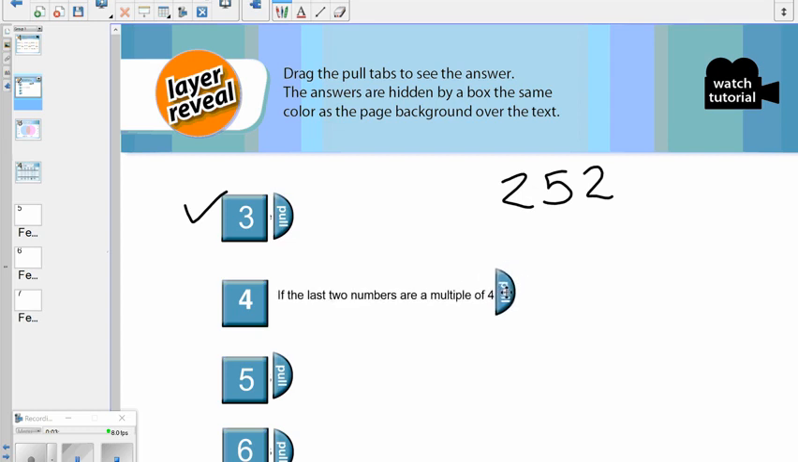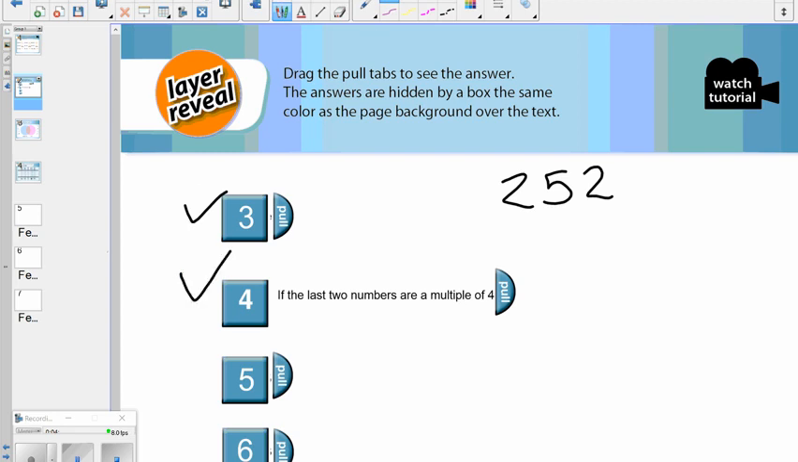If the last 2 numbers are a multiple of 4, then the whole number is. So I've got to know my multiplication facts with 4 pretty well. Does 4 go into 52? Well, I know 4 goes into 40, which means it will go into 44, and 48, and in fact 52. So is 252 divisible by 4? Yes, because the last 2 digits, 52, are a multiple of 4, so the whole number is a multiple of 4. So yes, in this case, this does work.